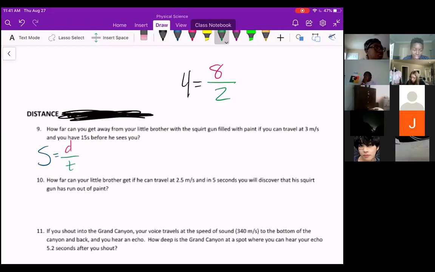This one says, how far can you get away from your little brother with the squirt gun filled with paint if you travel at 3 meters per second and you have 15 seconds before he sees you? All right, so let's fill in what we got. S, D, T. Jordan, I want you to tell me one piece that I got, and Jack, I want you to tell me one piece that I got. So there's 2 numbers here. I see this one and I see this one.